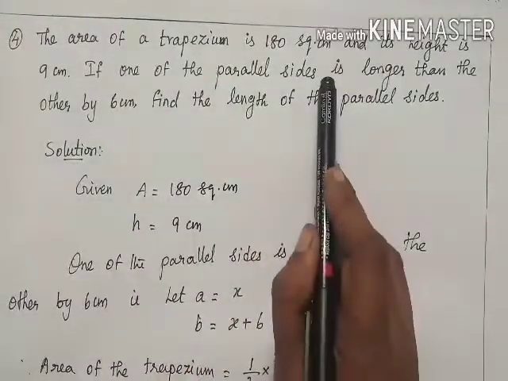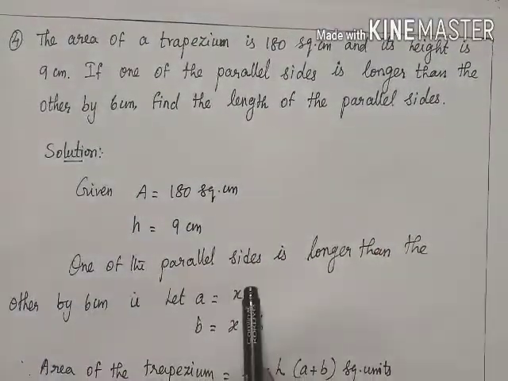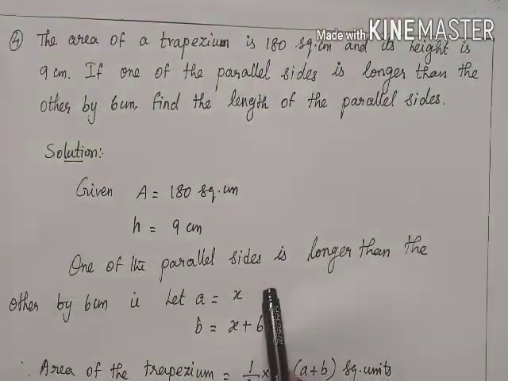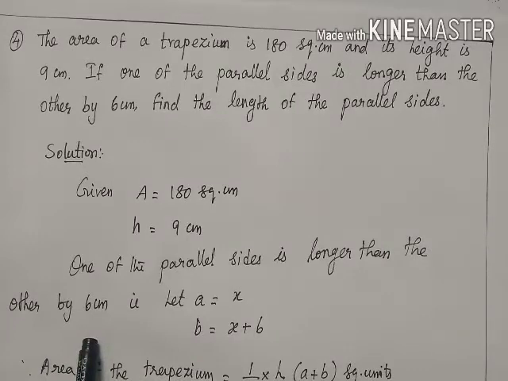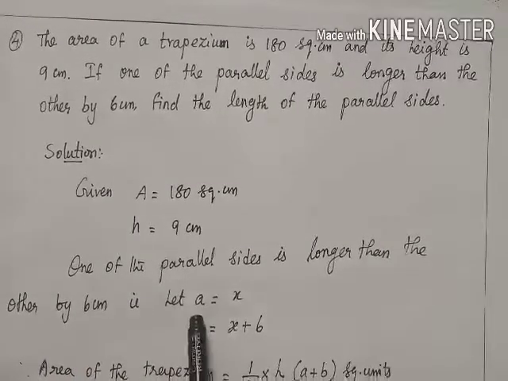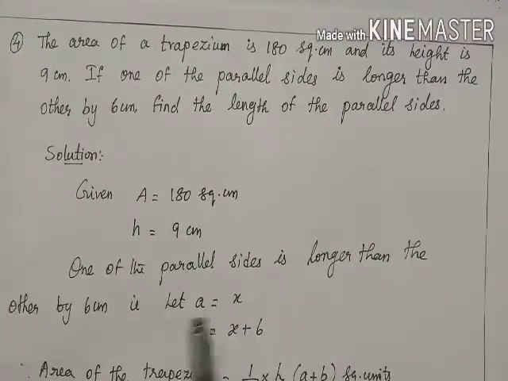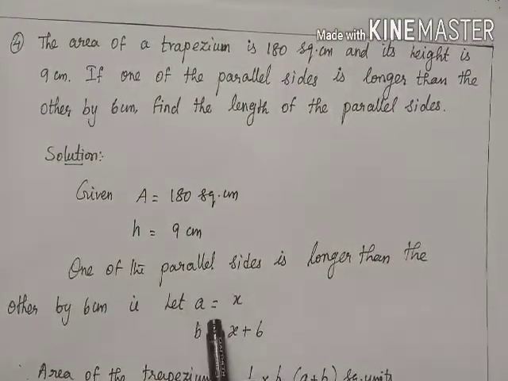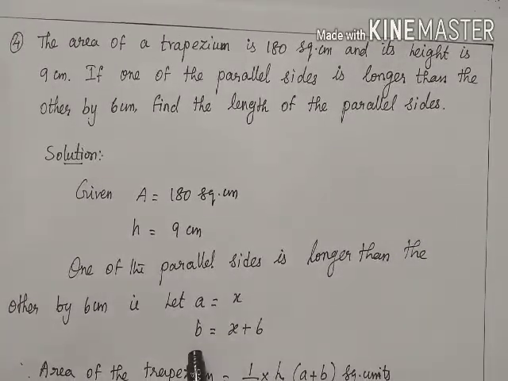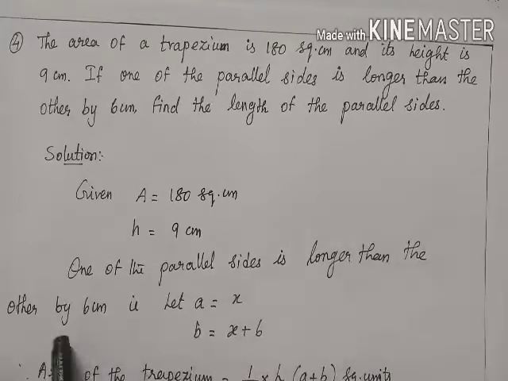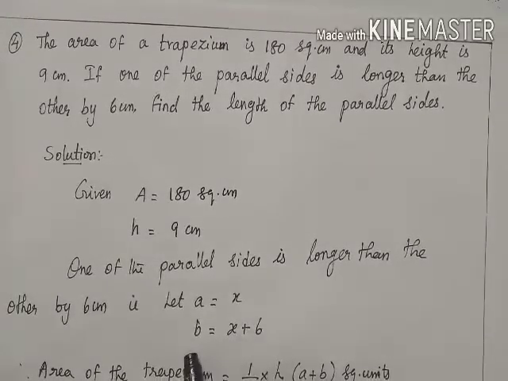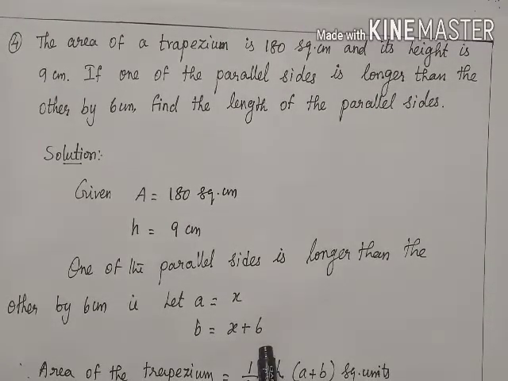What clue is given there in the question paper? One of the parallel sides is longer than the other by 6 centimeter. So, here I am going to take one parallel side as x. A is equal to x. Another parallel side is longer than the other by 6 centimeter, so B value is x plus 6.